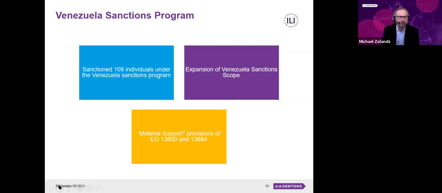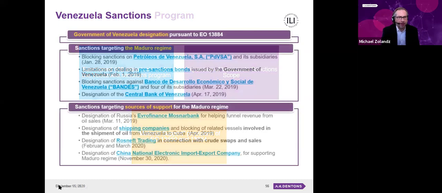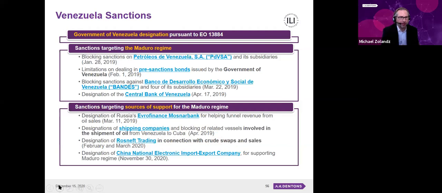So next slide. We'll talk a bit about the more recent developments. One is the designation of the entire government of Venezuela and all of its entities and instrumentalities under Executive Order 13884. This was a substantial expansion of the earlier designation of PDVSA, the National Oil Company of Venezuela, which had occurred under Executive Order 13850.